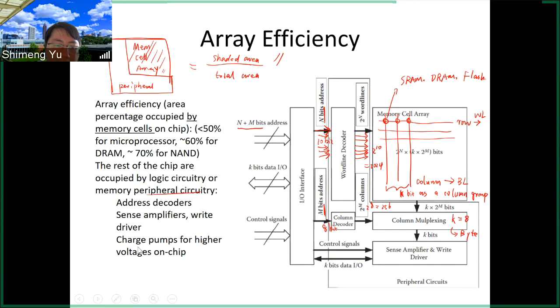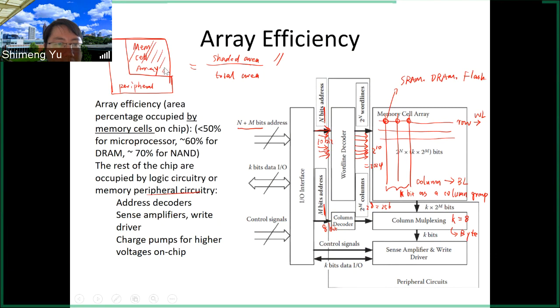And then some charge pump for high voltage generation on chip. For some of the memories, for example flash, you may need 20 volts for the write. And your power supply may be today like a 1 volt power supply for the chip. But you need to generate 20 volts out of 1 volt. So you need some charge pump circuitry to boost the voltage domain from 1 volt to 20 volts. So you need those peripheral circuits to do those jobs.